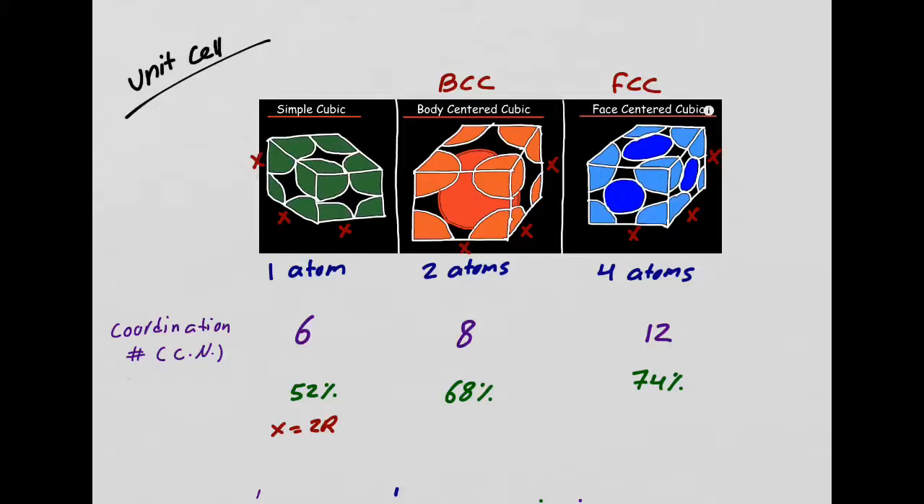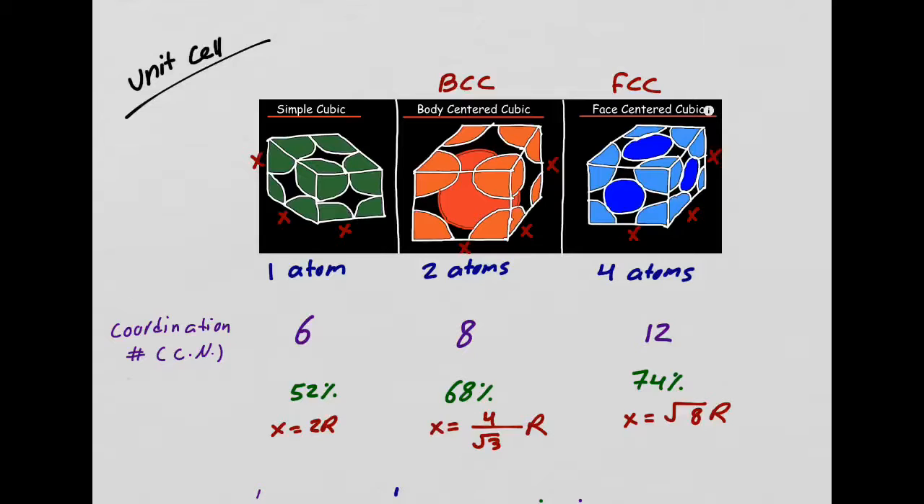For BCC, the edge length, again the length of the X, I just showed you guys, that's the side of the cube, is 4 over square root of 3 times R. And then for FCC it is square root of 8 times R. Okay? Now, what is R?